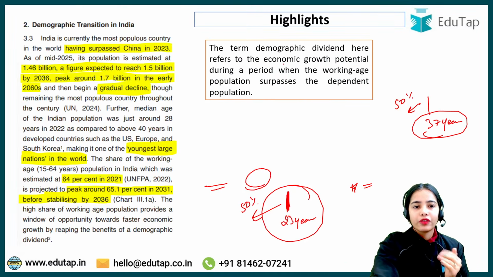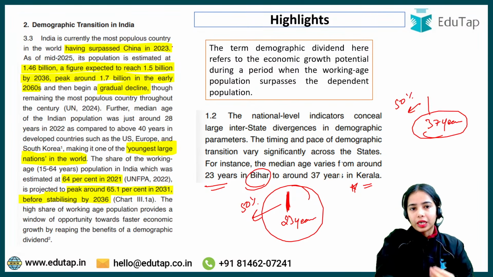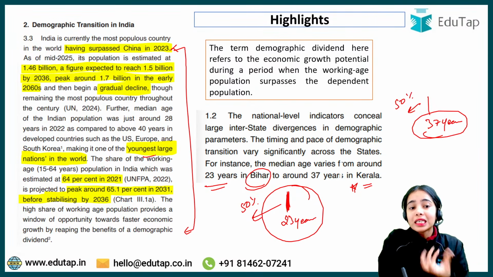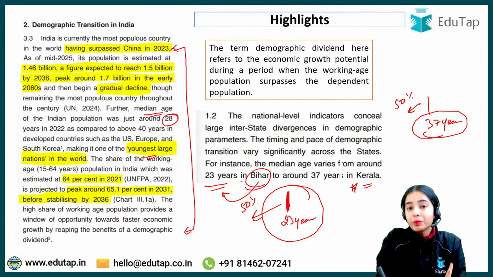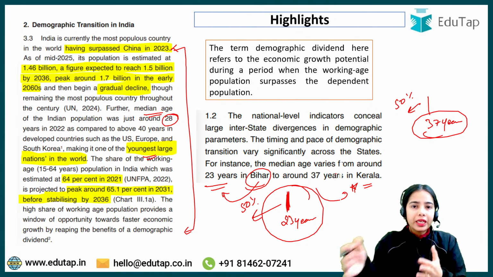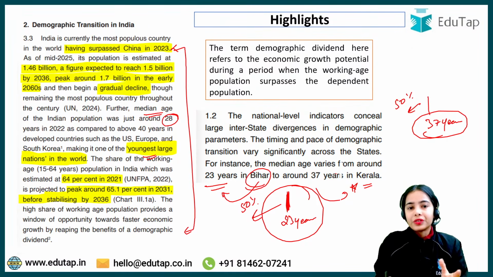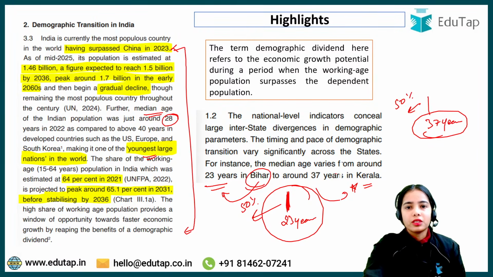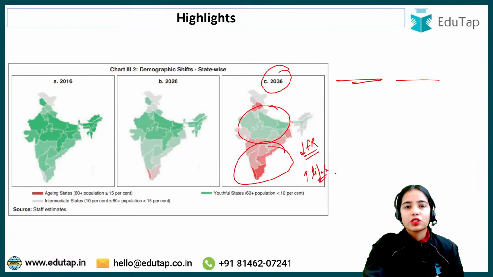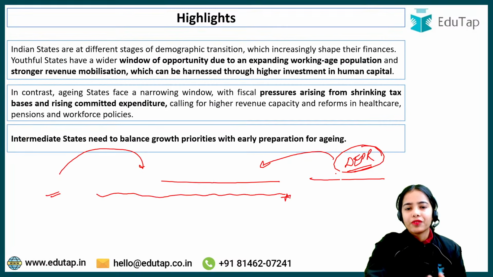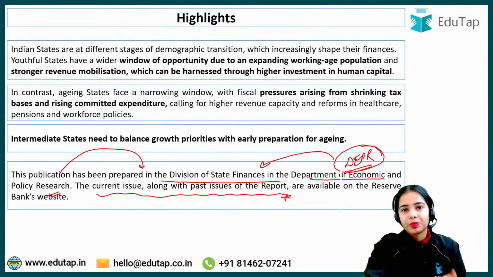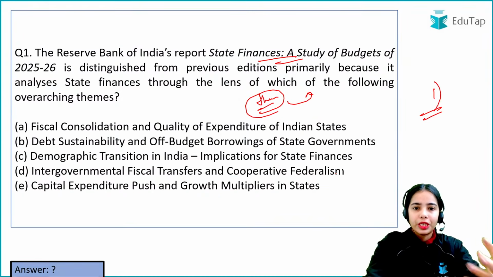But still, in case of India, if we see the totality of India, we have the youngest population, we are the youngest large nation in the world, and we have a median age of 28 years in 2022. Some states have an even lower median age, some states have a higher median age, but for the whole of the country, the median age is 28 years. So you can use all these data points in your answer writing. Okay, we have also discussed the state finances, the fiscal deficit, and the capital expenditure. These are the main areas that you need to keep in mind.